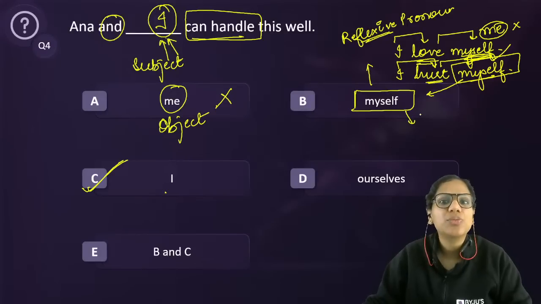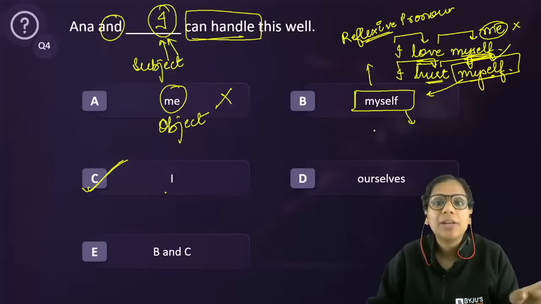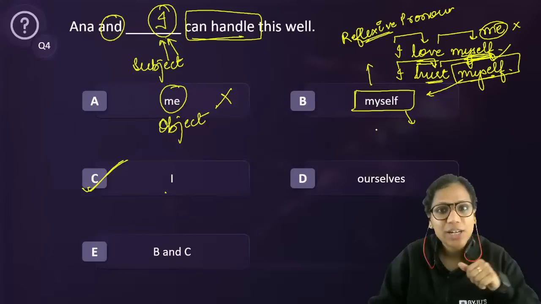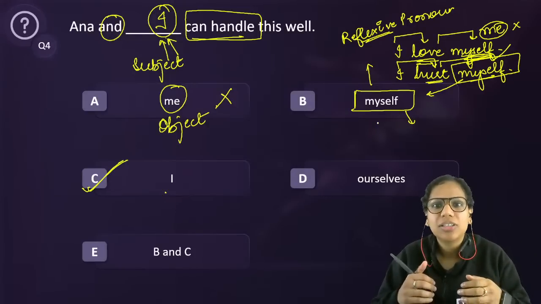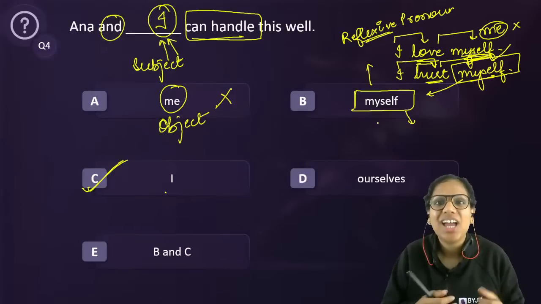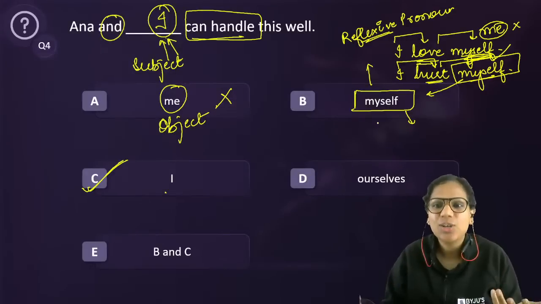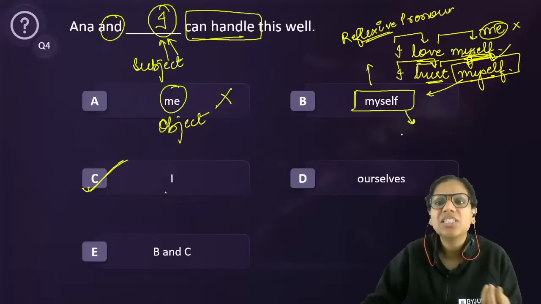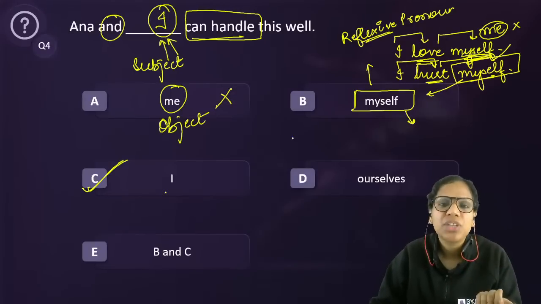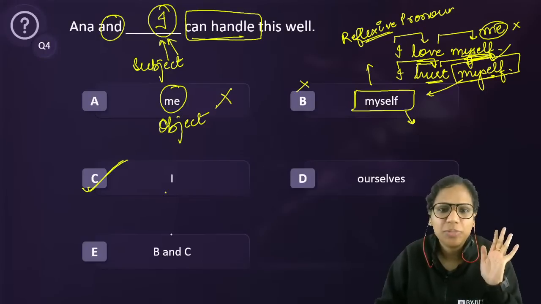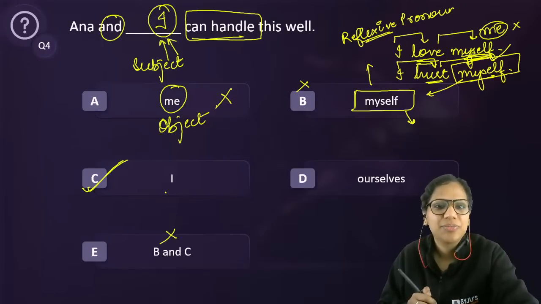Another circumstance in which we use myself is to emphasize something. Oh, I did this all by myself. Nobody helped me. The chief minister himself came to the party. So just to emphasize, that he came himself, right? I did this myself. So I did this all by myself. This is an emphatic usage of myself. But neither of the usages fits here, and that's why B cannot be the answer, E cannot be the answer.